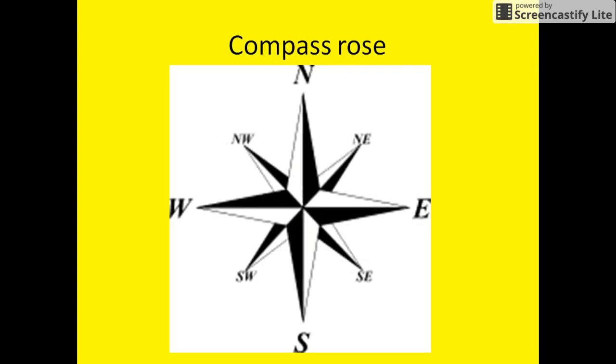All right? The compass rose on your map tells you north, south, east, and west. So directions on a map tell you if something is north, if something is south, something is east or west. All right? Most maps, if not all, will have this.